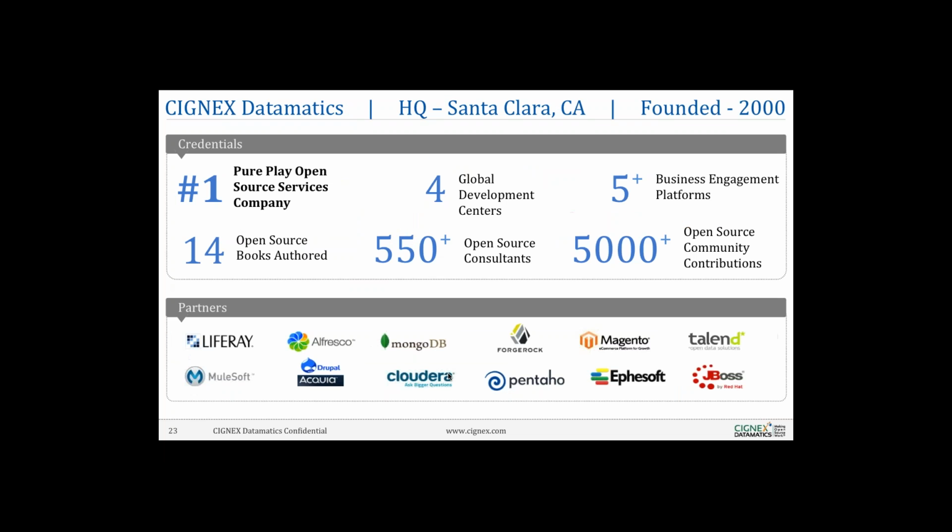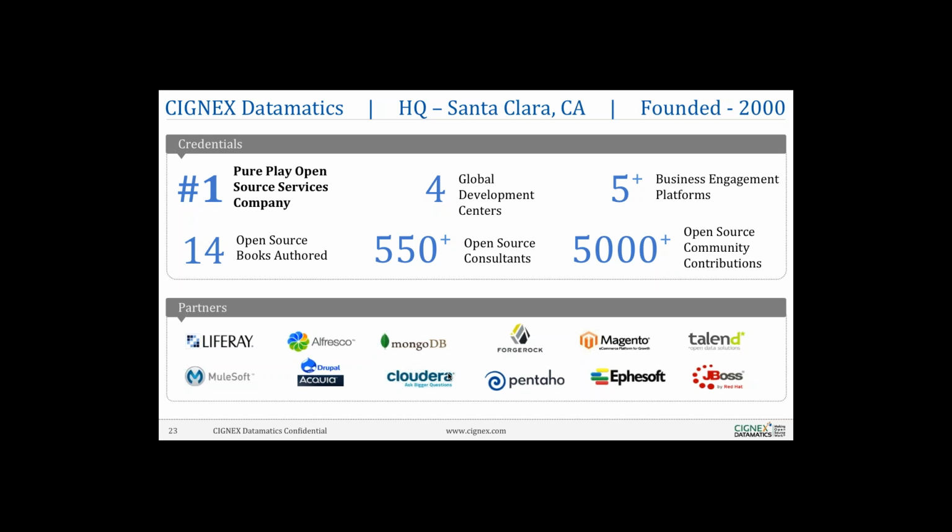That brings me to the end of our session, and just 2 minutes before we open it up for questions, this is a quick summary about our organization. We're the #1 pure play open source services company. We have 4 global development centers, 2 in the US, 2 in India. We've built 5 engagement platforms. The digital employee engagement platform that we just spoke about is one of them. Our employees have authored 14 books, we have 550 plus people across the globe, and we are very strong in the open source community.